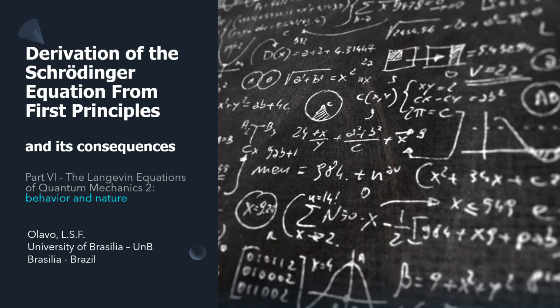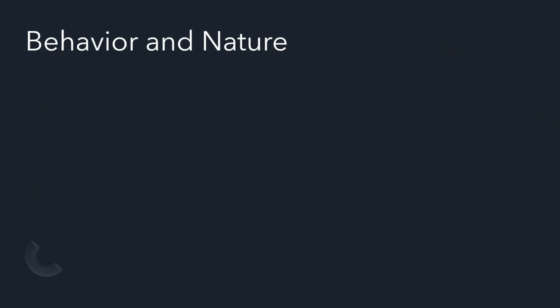Hi, now that we have derived the Langevin equations for quantum mechanics, we may now make simulations of the Langevin equations to see a number of interpretation issues that we have advanced, and see how they can happen in quantum mechanical systems. The first item that we want to show is the distinction between behavior and nature.